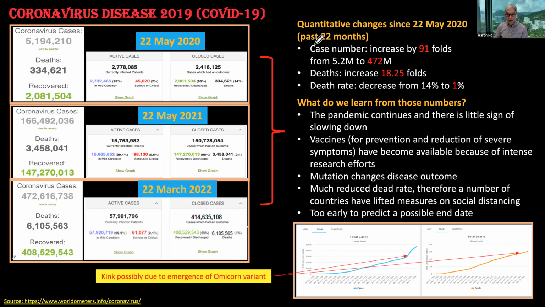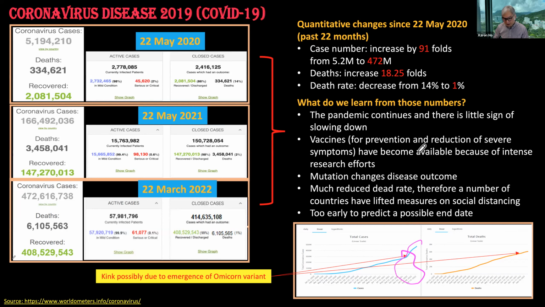Now, if we look at the analysis of those numbers, in that time period, the number of cases increased 91 times, okay? And then the deaths only increased by 18 times. Death rate dropped by 14% to 1%, okay? So those numbers have told us that something has changed over the course of the pandemic, okay? No signs of slowing down because the number of cases, if you can see, increased very sharply in recent months, okay?